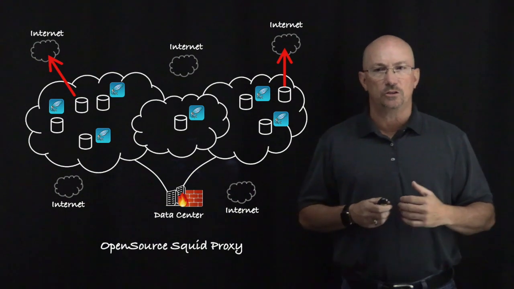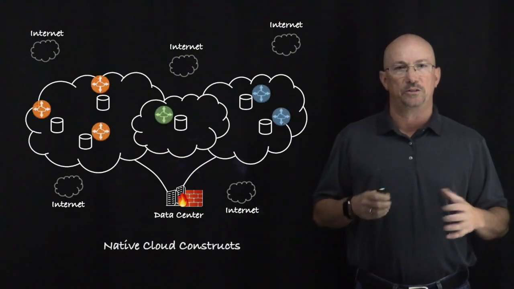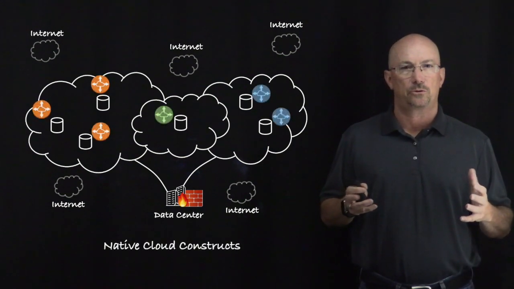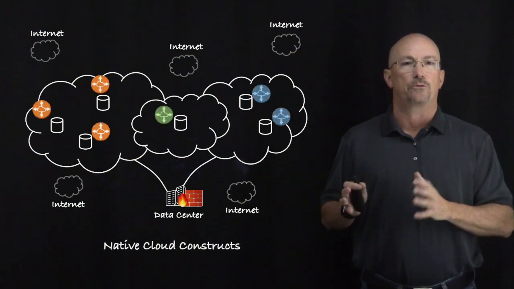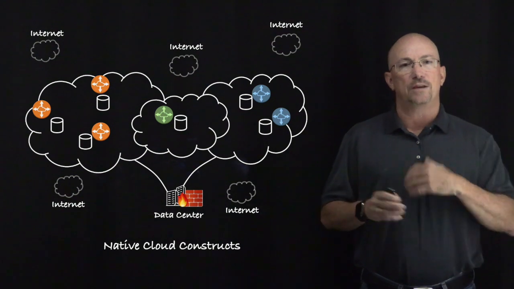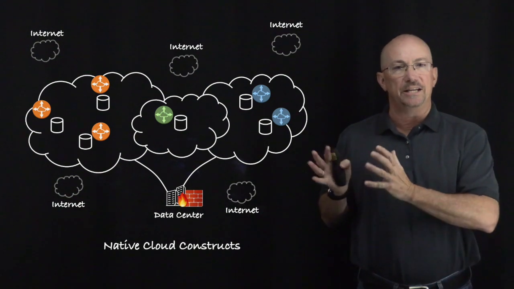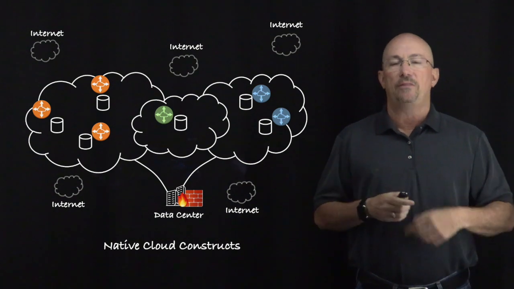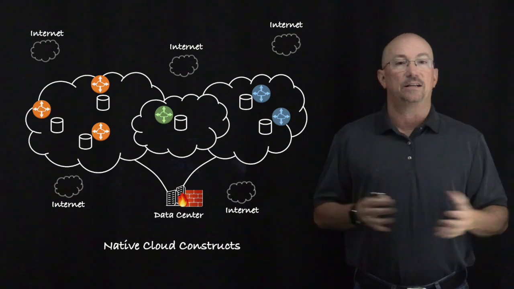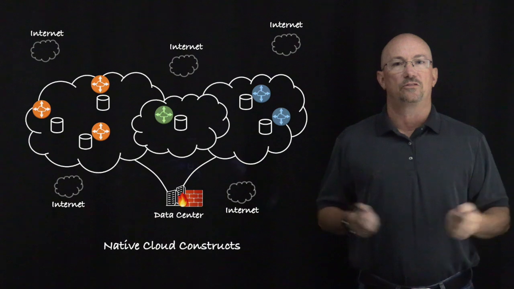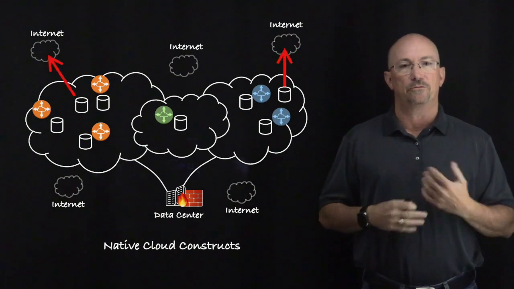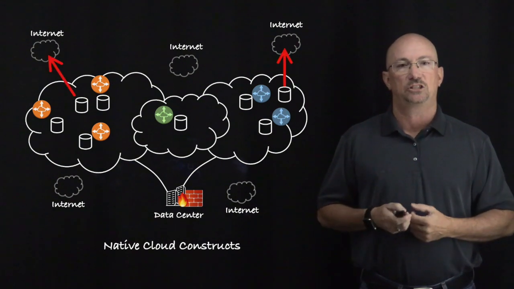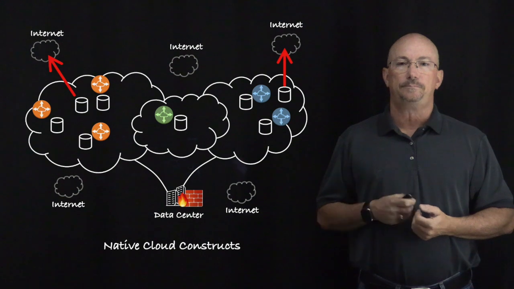Another solution is to use native cloud constructs, but as you can see in the colors in this picture, each one of these is different from each one of the cloud providers. So now you're having to manage different policies in each different cloud, and again, having some rogue applications that are able to get to the internet. It makes it very difficult to manage this and manage change over time.